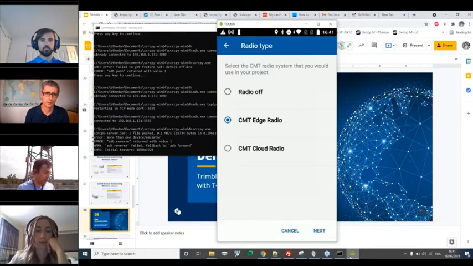Then you have to select the transfer mode. For our case, it's always a CMT edge radio.